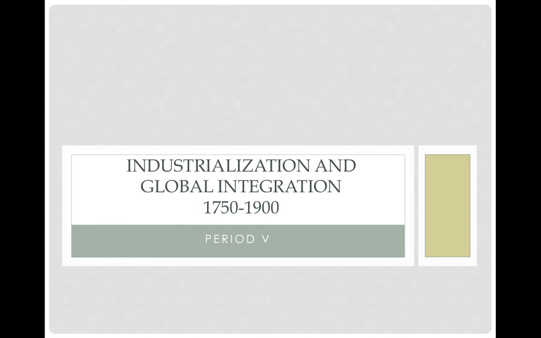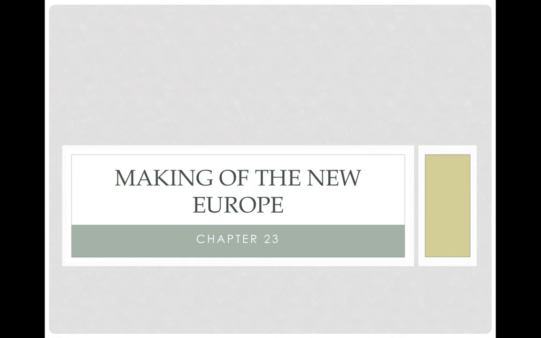Today we're going to start by looking at Chapter 23, The Making of the New Europe. As you know, we're going to go around the world looking at different regions during Period 5. So we're going to start with Europe, largely because of Europe's domination during this time.